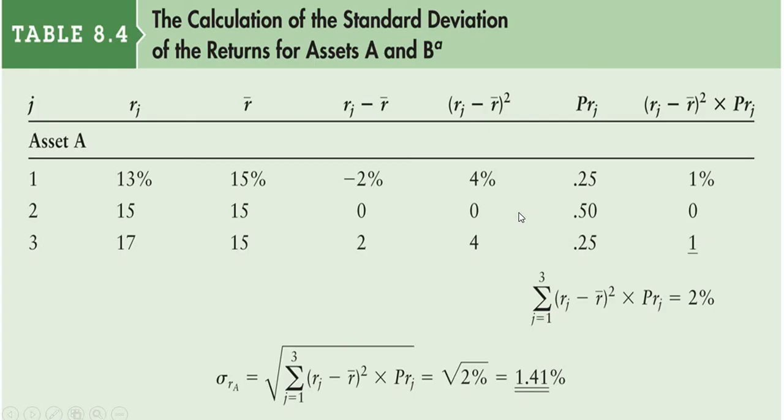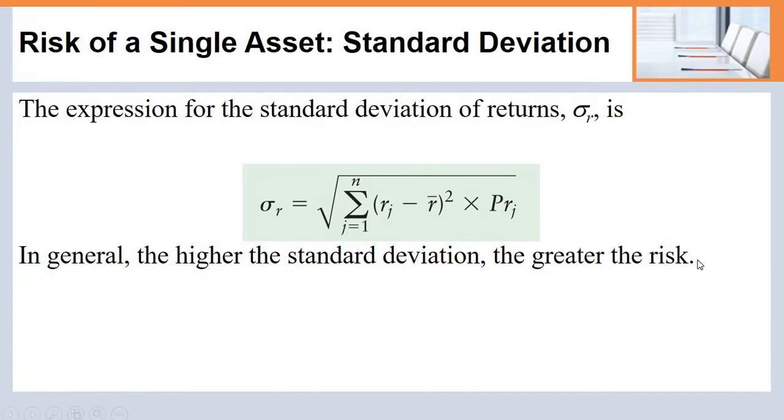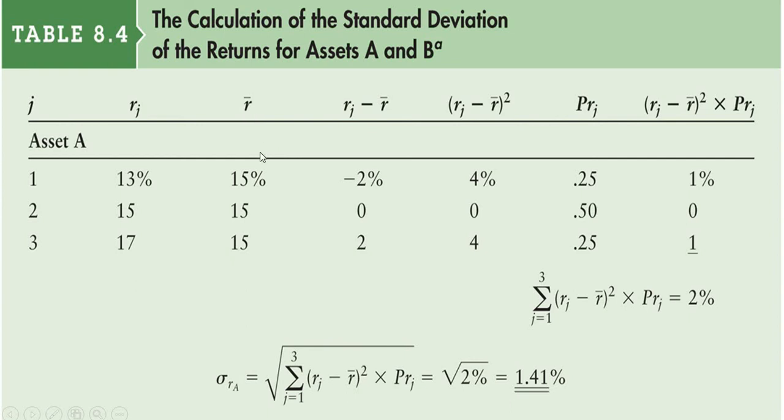Now let's find out the standard deviation for asset A. We know that there are three possible situations of return: pessimistic, most likely, and optimistic. Under these three conditions, asset A will provide respectively 13%, 15%, and 17% rate of return. And we have already calculated the expected return of asset A, which is 15%.